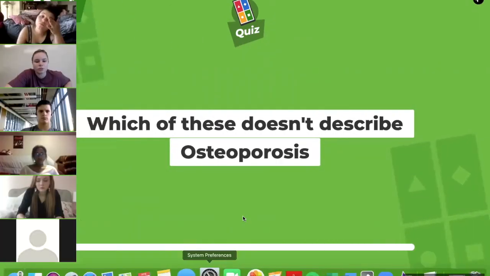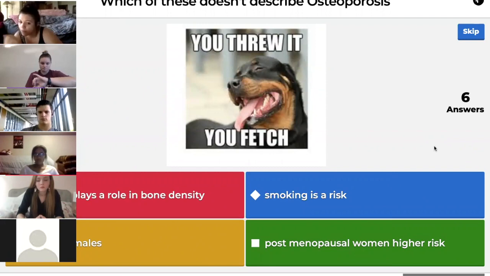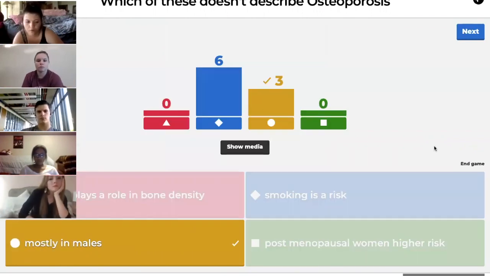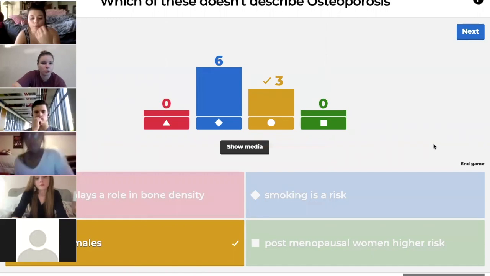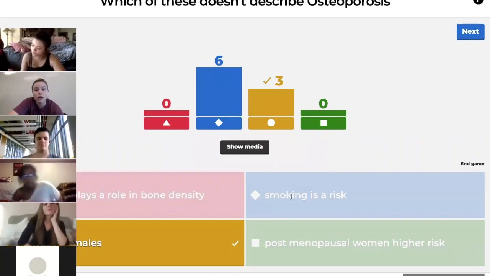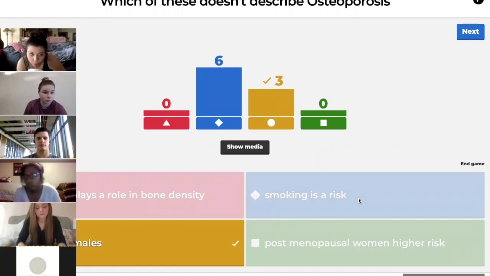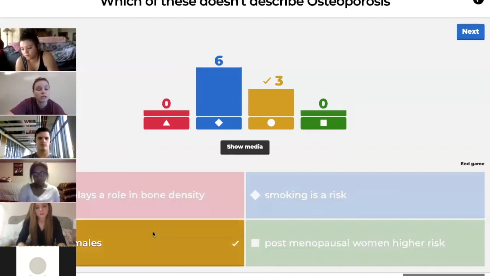Which of these doesn't describe osteoporosis? There you go. Okay, cool. So osteoporosis is not in males, right? Osteoporosis is usually in females, and it's usually because of that estrogen drop, okay? So smoking is a risk for osteoporosis, actually. Most of the diseases that you don't want, smoking is a risk factor for that, which should tell you something about smoking. But osteoporosis is mostly in females, right?